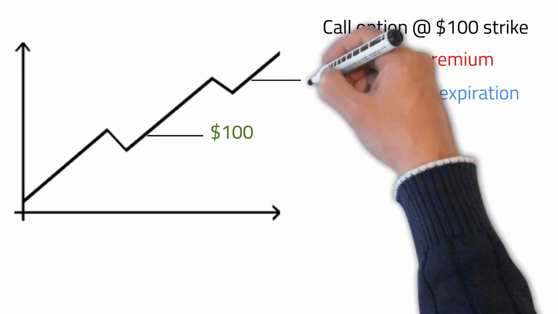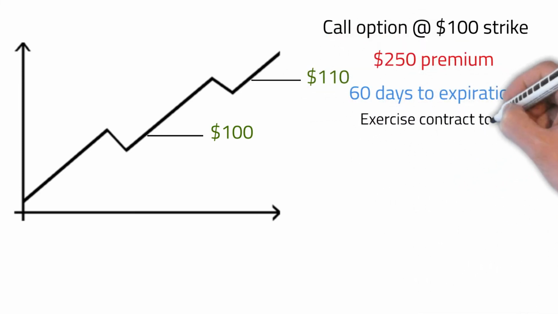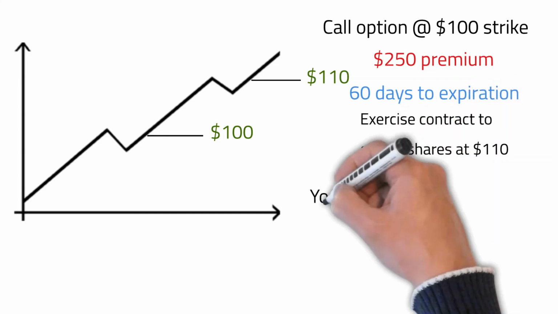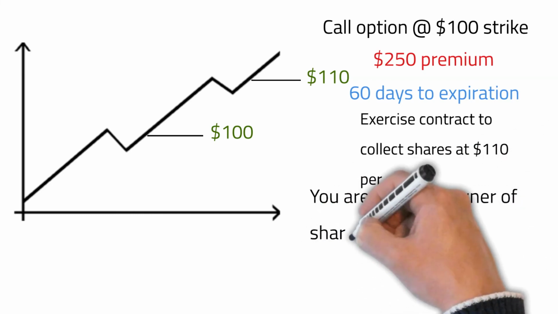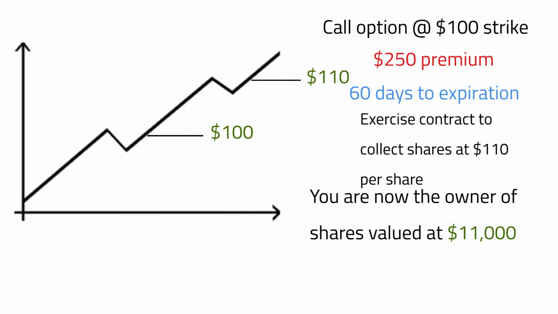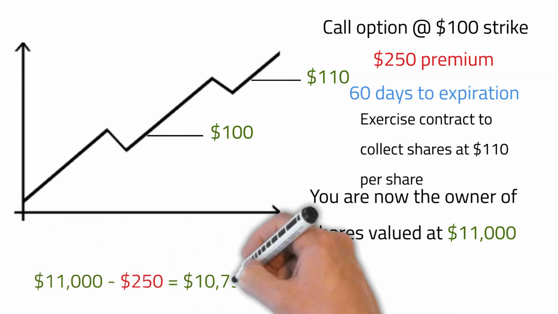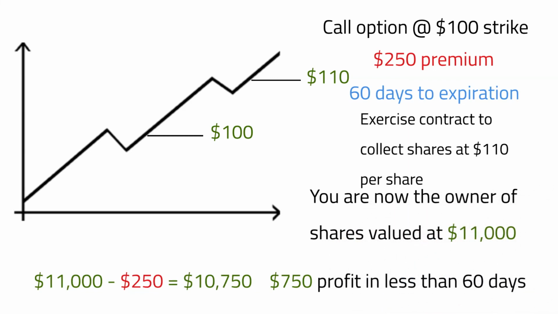The stock moves up to $110 per share, and you exercise your contract and buy the shares at the $100 strike. The value of the $100 strike contract is $10,000 for the 100 shares less the $250 premium, but you are now the proud owner of the shares worth $11,000. So you've made $750 profit in the 60 days.